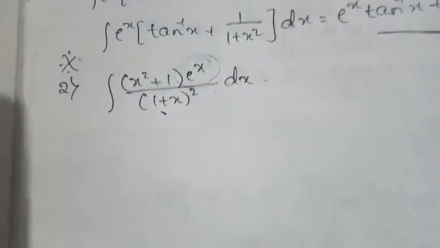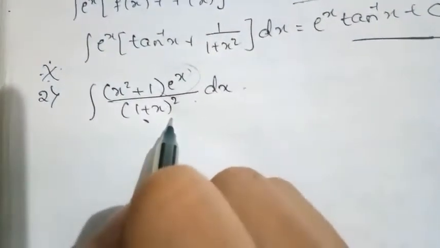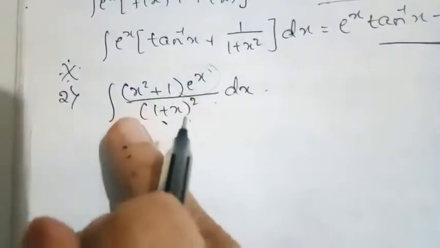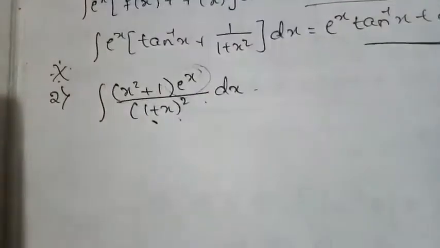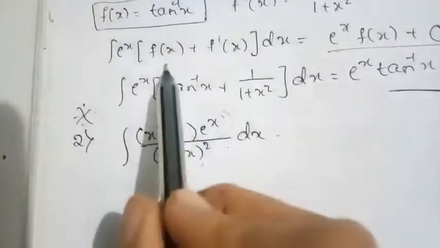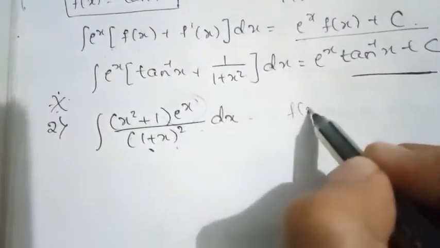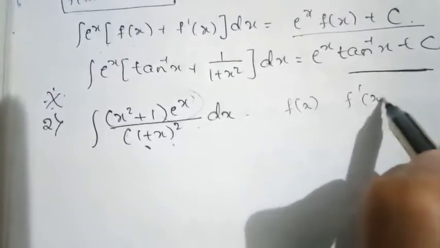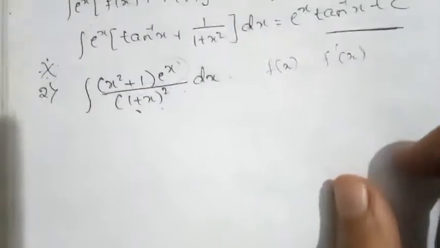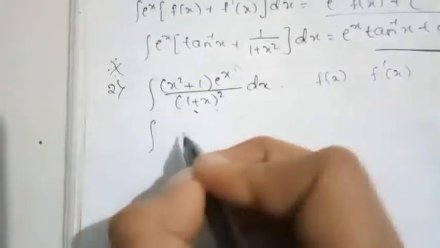The next left out is integration by parts, that too the special type of integration by parts, of this type. So if I need to say this question is of this type, I need to find out what is f of x and what is f dash of x. To find out that one, see what we are going to do.